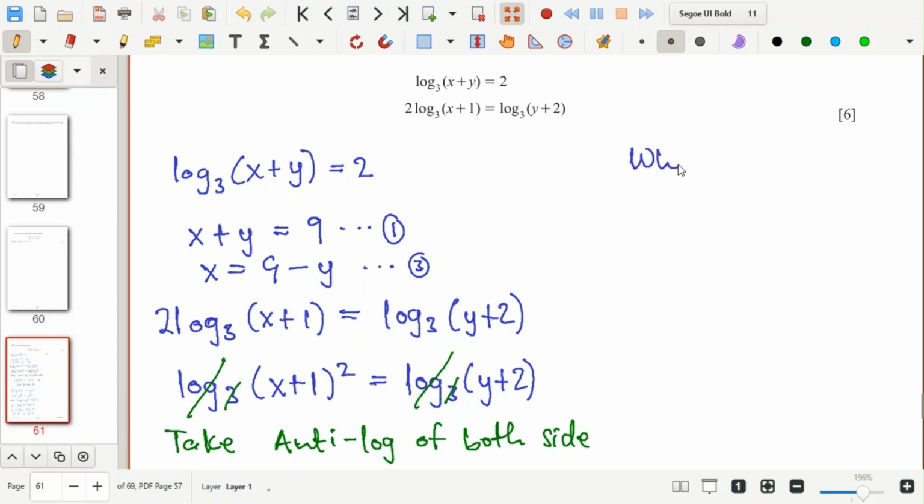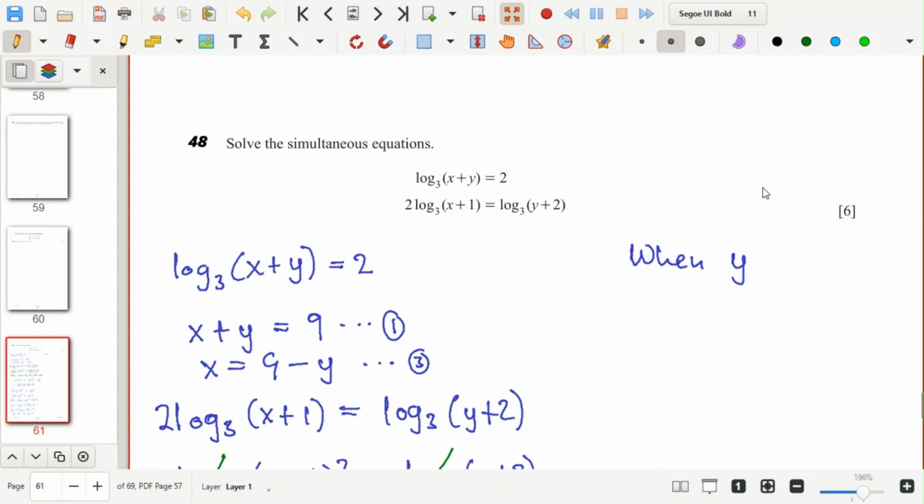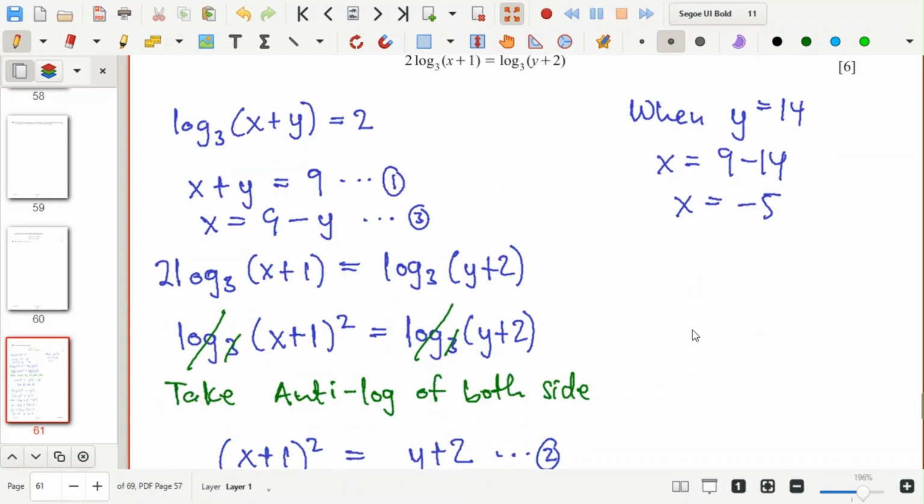So when y is 14, let's see what you get for x from this equation. x will be negative 5. Interesting. When y is 7, let's see, x will be 2.